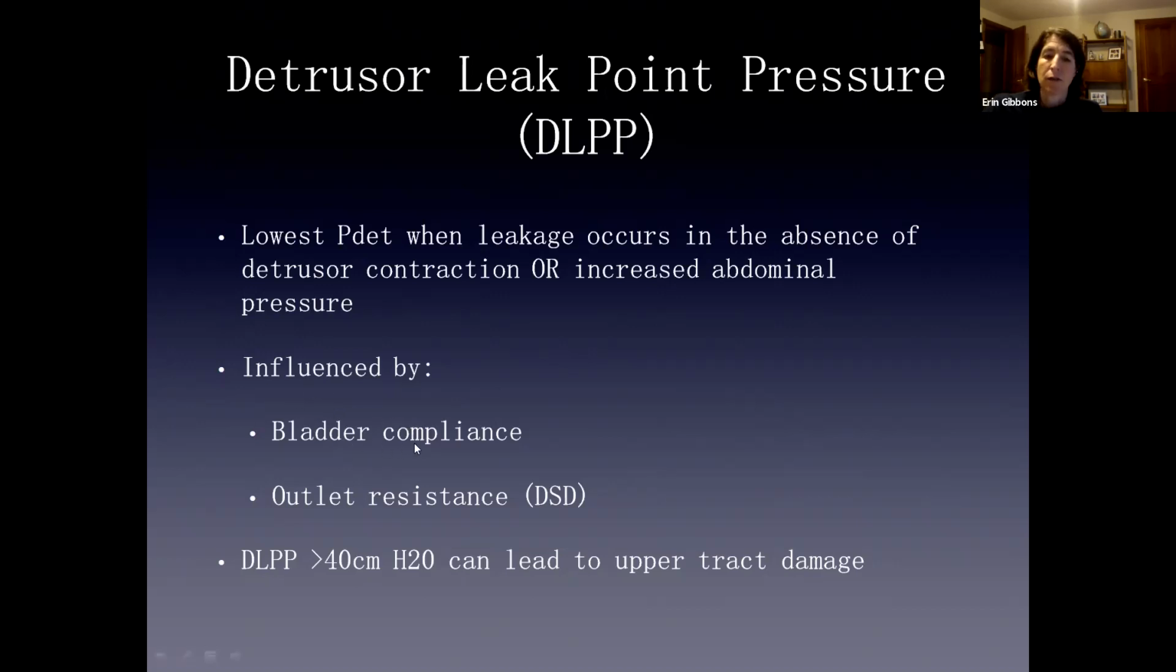But decreased bladder compliance, or a poorly compliant bladder, can lead to leakage with the leak point pressure, that increased resistance of the outlet, either through detrusor sphincter dyssynergia or from obstruction with an enlarged prostate. And I'll talk about this a little bit more when we get to compliance, but the big number that I think everybody in the world of urology knows for years and years from Dr. McGuire, over 30 years ago, is a detrusor leak point pressure of 40 centimeters or more is concerning for risk to the upper tract.